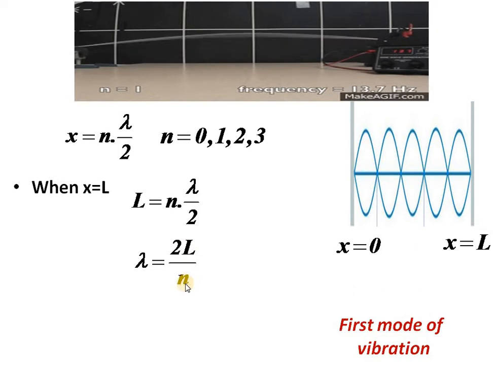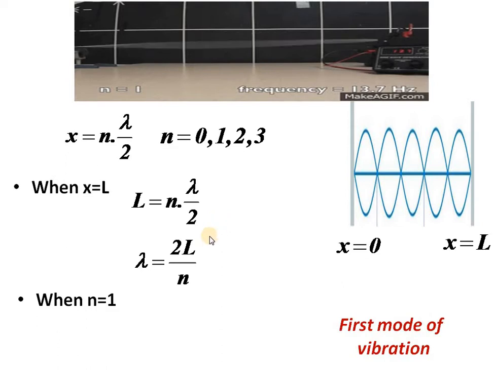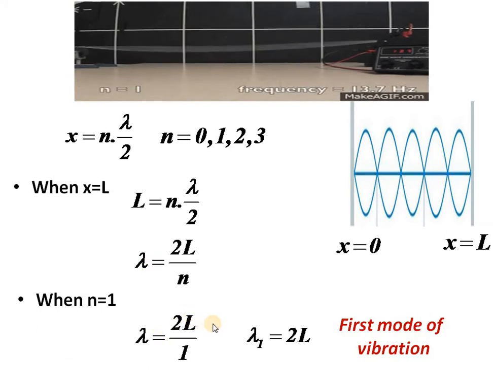Here you can see that there are different possible values. Understand? You can put n is equal to 1, n is equal to 2, n is equal to 3 like that. N is equal to 0 anyway is not physically meaningful. But n is equal to 1, 2, 3, etc. are very meaningful. Okay, see now, suppose you put n is equal to 1 here. What will happen to this equation? We get lambda is equal to 2L by 1, or simply 2L.